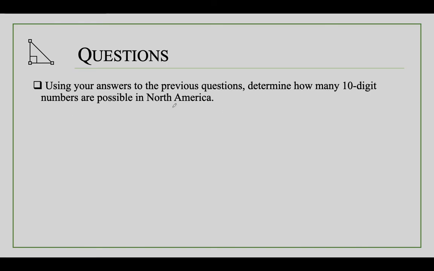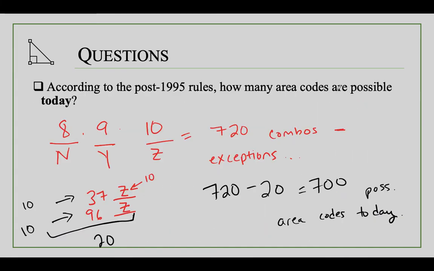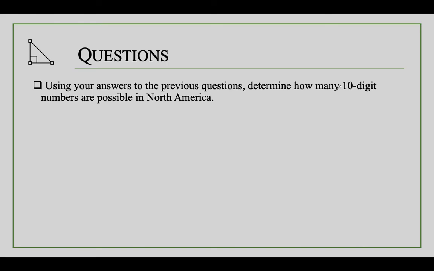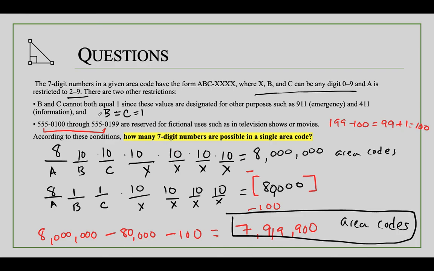Okay, so how many 10-digit numbers are possible in North America? Well, we figured out how many area codes are possible. So there are 700 area codes. We figured that out in question 3. And then in the last one, I should also be careful. Instead of us saying area codes, because this is not area codes we're talking about anymore. We're talking about specifically the numbers after my area code. So we'll just say digit numbers.